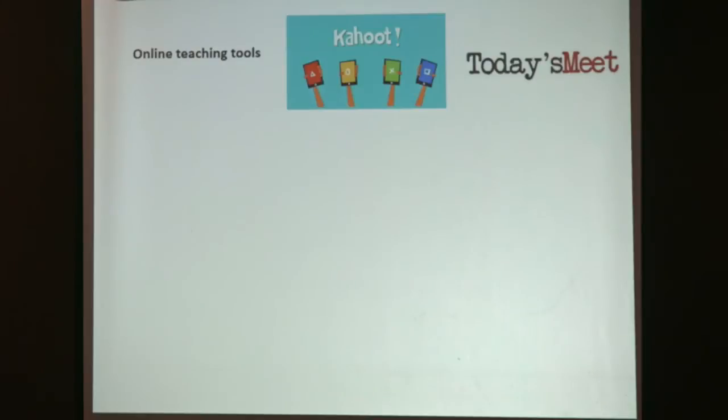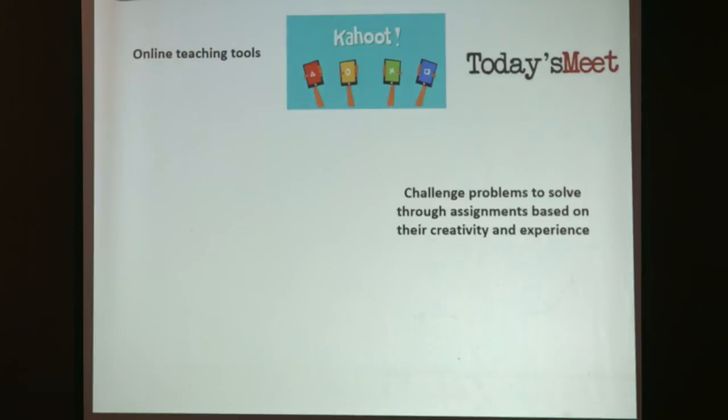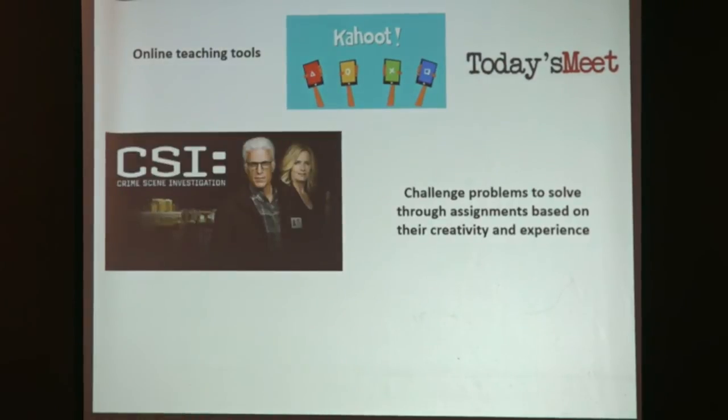And the last 3: there are online teaching tools like Kahoot and Today's Meet, which I didn't know before, so it's good to know. And the last two of my favorites. Challenge problems to solve through assignments based on their creativity and experience. Basically, it is what happens in CSI. Okay? And it's very, very nice.